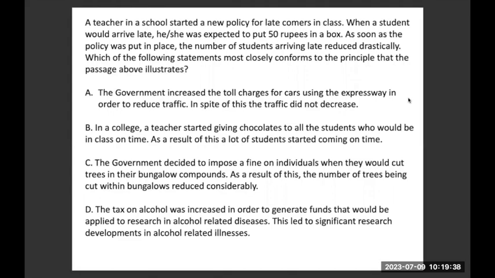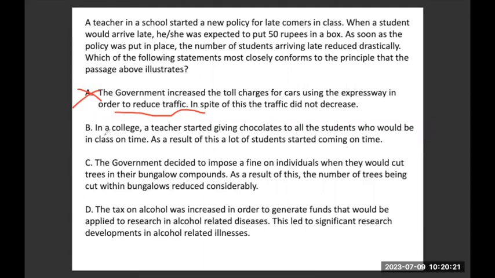Which says that, okay, you're fining something for reducing, but still it does not happen, which is a wrong situation analysis. You're fining something to reduce traffic, but it still does not happen, which is not the case here, because here the students are correcting their behavior. Because at the end it says as soon as the policy was in place, the number of students arriving late reduced drastically, which means there's a course correction. The students' behavior is getting corrected. So A is wrong.